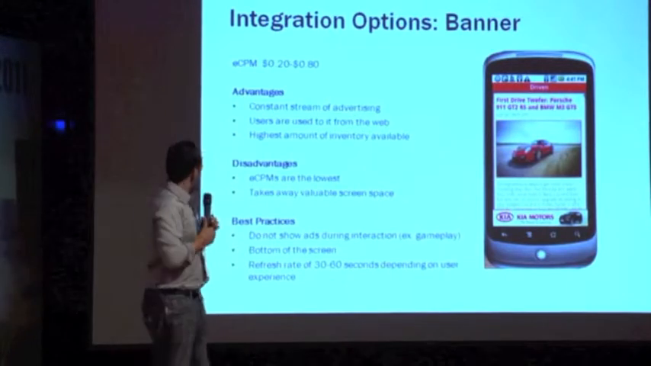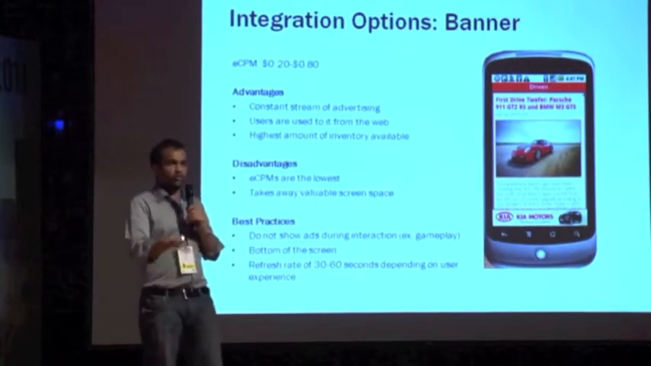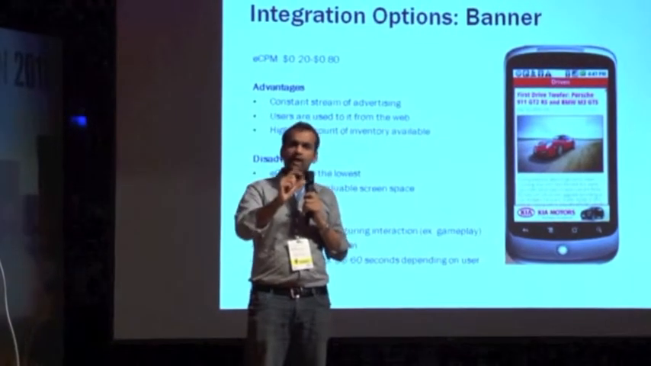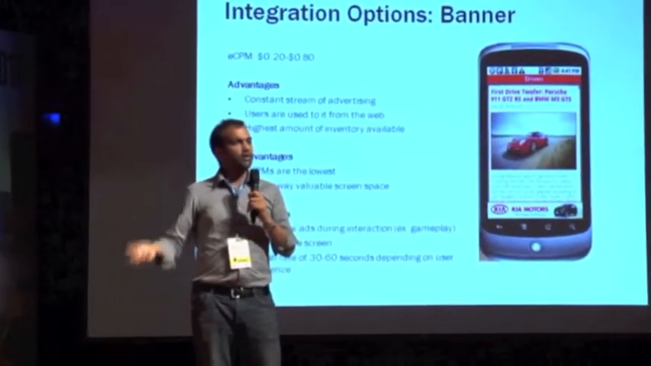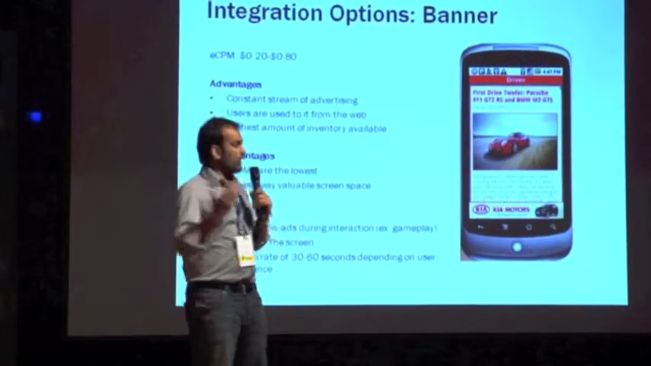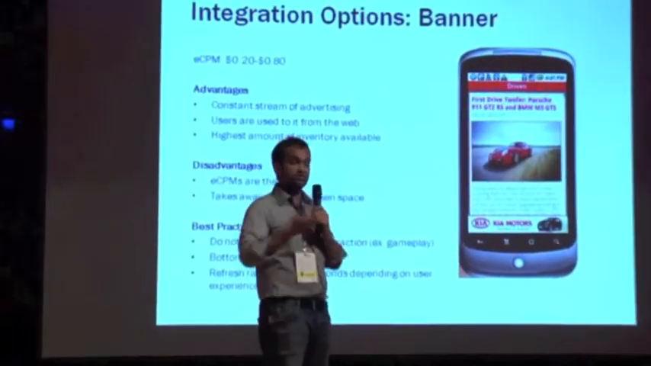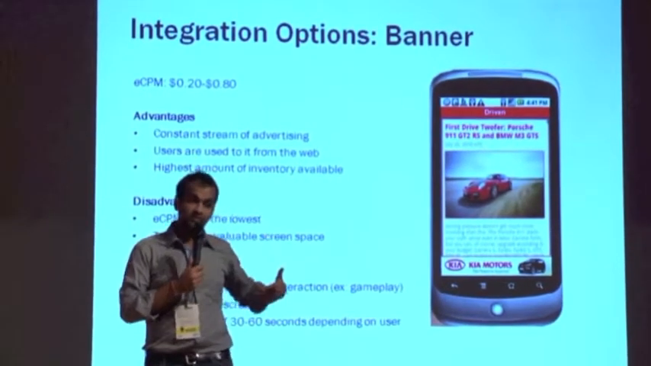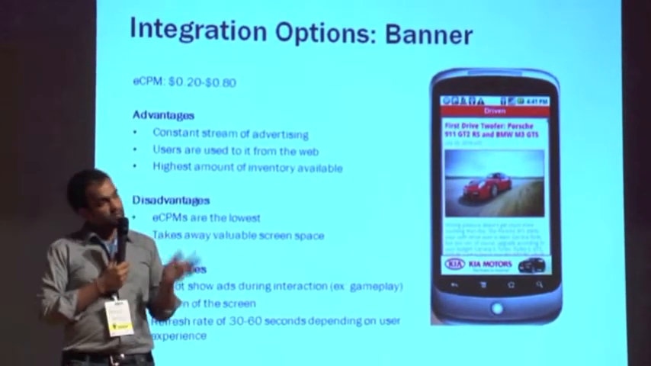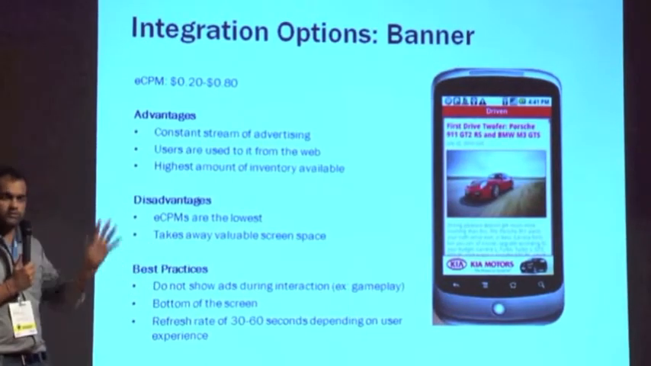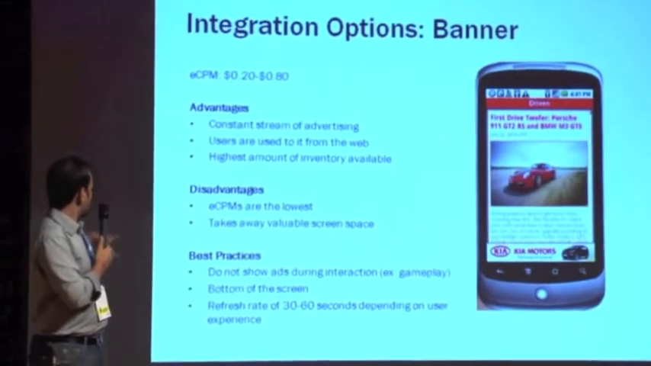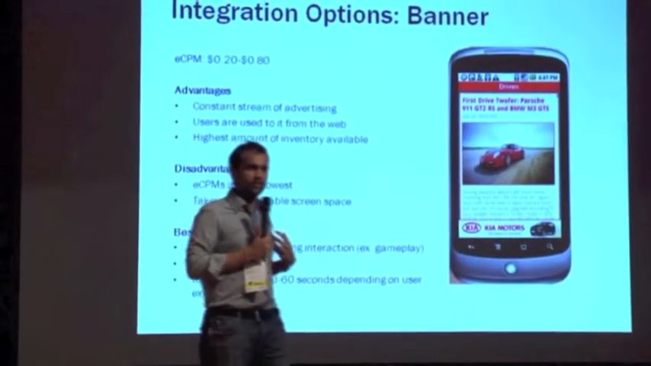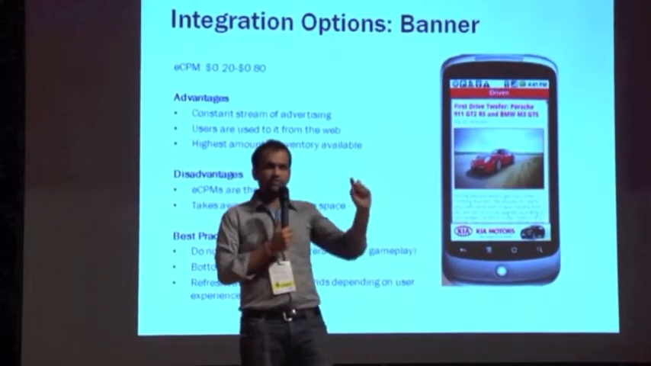Disadvantages: ECPM is the lowest because the ad is always there, it's a small ad, and people click on it less. At the end of the day, being a small ad, people sometimes don't see it, especially if it's not blended well within the app itself. So typically ECPMs will be the lowest across all different forms of mobile advertising. And from my perspective, one thing that a lot of people don't think about is that it's taking away some valuable screen space, right?